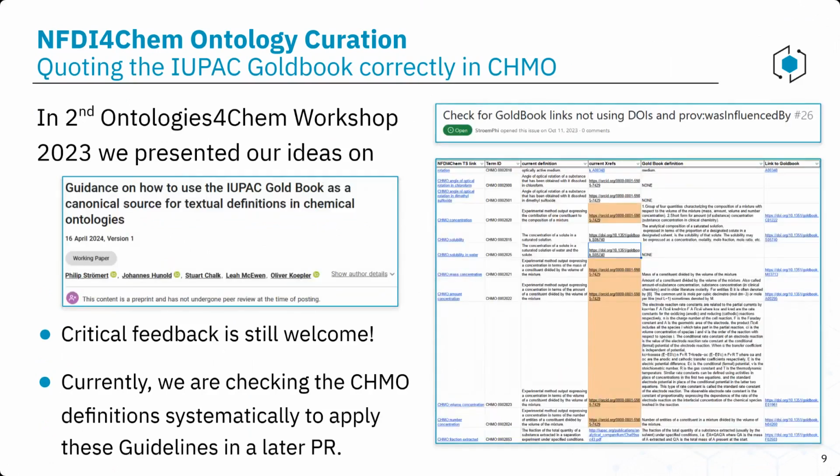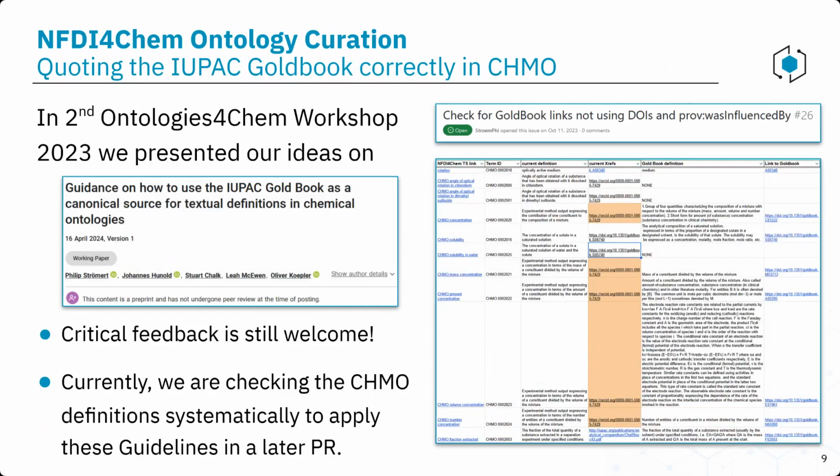And then coming to a slightly different topic: like Oliver already referred to, last year we presented a white paper that is now being published on ChemRxiv about the use of the IUPAC Gold Book as a source for textual definitions in chemical ontologies. And we're still looking for constructive feedback, so please feel free to reach out.